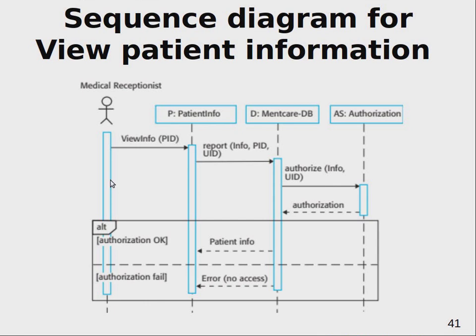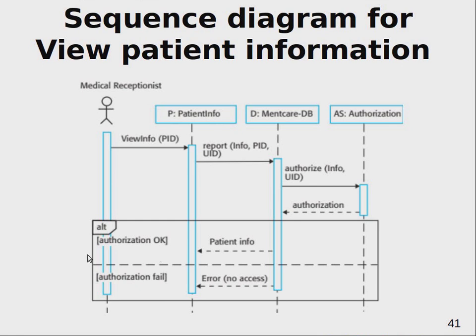And you have a distributed system. Here you have an actor or the real user which uses the patient info system. So he or she opens the view info function, which would be a method in object-oriented terms, that calls report info in the database. Then it authorizes the user, checks what is the result of authorization. If it is okay, then patient info is retrieved.